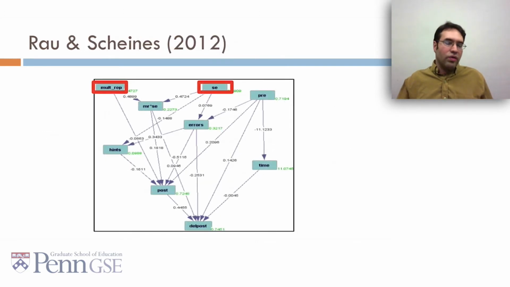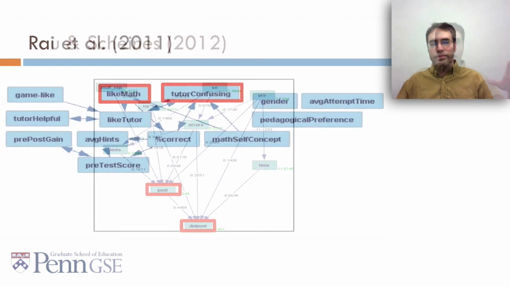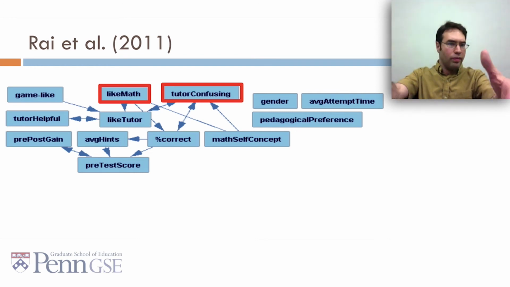Let's look at another example, Rau and Scheines. In this one, they were looking at the effects of multiple representations and student self-explanation on learning of fractions. And you can see that whether or not the system had multiple representations and whether or not the system promoted self-explanation influenced how many hints and errors the student saw, which in turn influenced the student's post-test and their delayed post-test. Another example comes from Deven Rai and Joe Beck, who compared the results when you do an unconstrained model and a constrained model using domain knowledge.